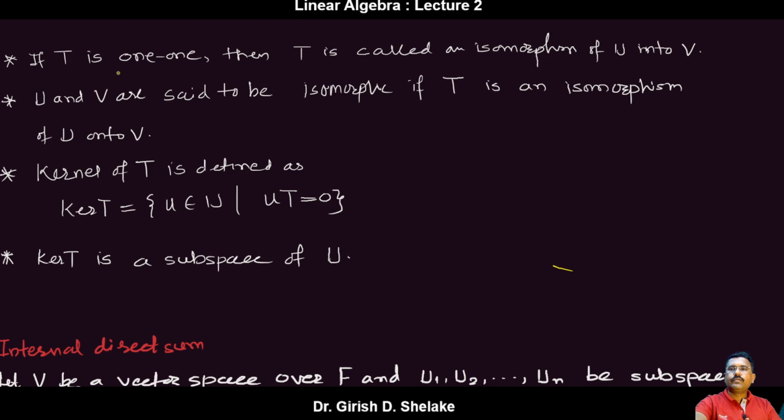Note that if t is one-one, then t is called an isomorphism of U into V, and U and V are said to be isomorphic if t is an isomorphism of U onto V. Now we define the kernel of this homomorphism. Kernel of t is equal to the set of all vectors u in capital U such that u operated by t is equal to 0. One may easily verify that the kernel of t is a subspace of U.